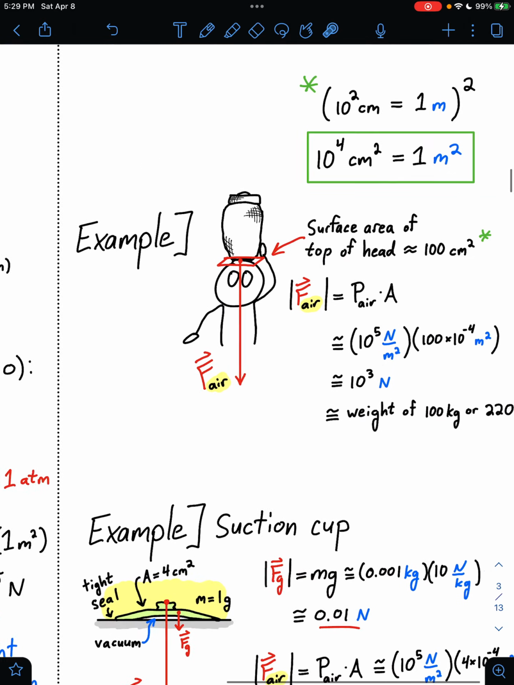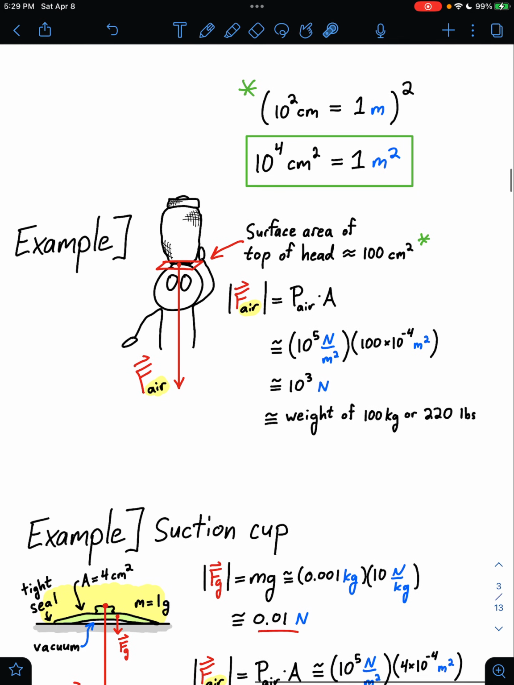Let's consider some implications of that. A couple of examples here. That means that on top of your head right now is a column of air extending all the way up to space that you're holding up. The air sitting on your head like a basket that you're balancing. Let's see, if the surface area of the top of your head is about 100 square centimeters, and quick unit conversion here, if there's 100 centimeters in a meter, and we square this, that means there are 10 to the 4th square centimeters in 1 square meter. So we'll use that conversion down below.